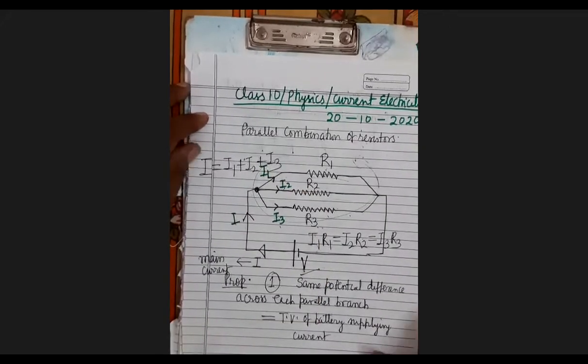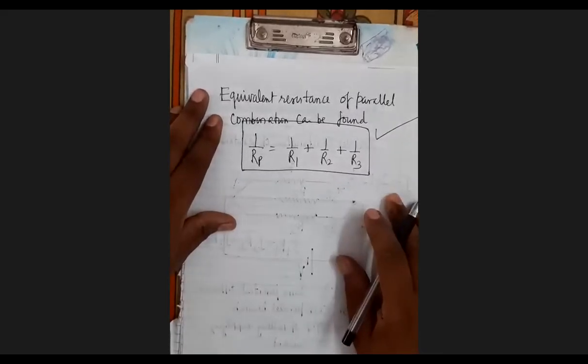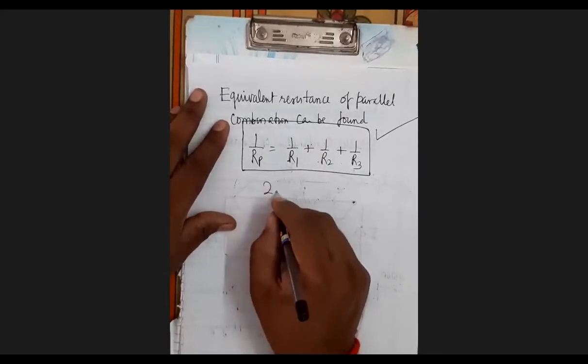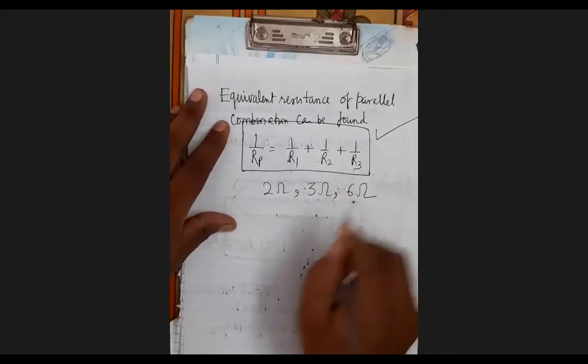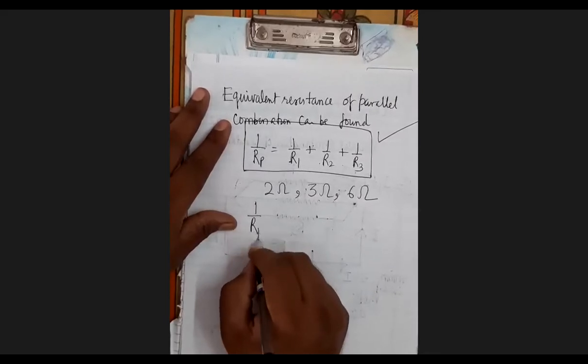It's clear. So you can see here, this is the formula of determining the equivalent resistance if three resistors are connected in parallel. Now suppose one is of 2 ohm, another is of 3 ohm, and the third is of 6 ohm. They are connected in parallel.